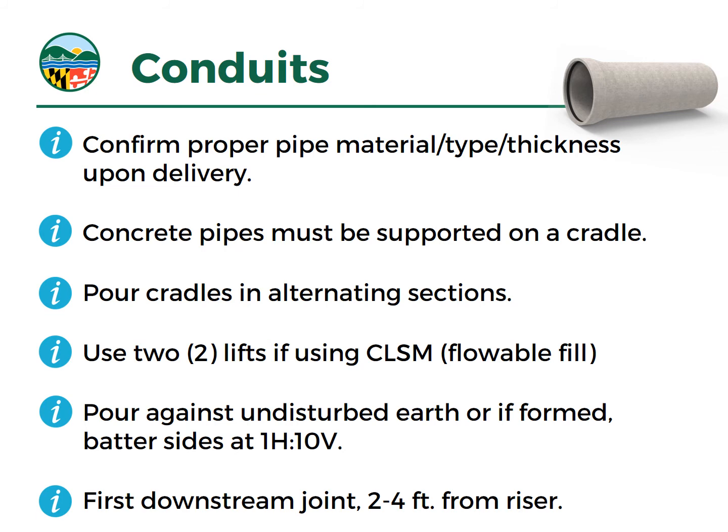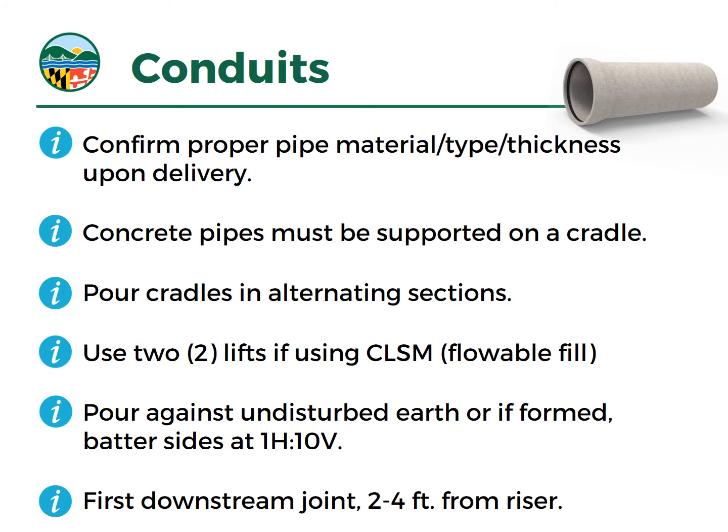Concrete pipes should always be supported on a cradle. And when you do have a concrete cradle, we'd recommend pouring the cradles in alternating sections. That way you can ensure that you get complete coverage. Oftentimes the invert of the pipe below there is a spot where you get voids or poor compaction of the vibration of the concrete, so you get a pathway there. So by putting it in alternating sections, you can make sure you don't have that issue.